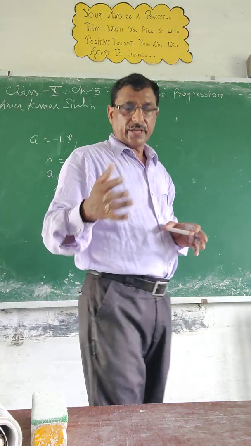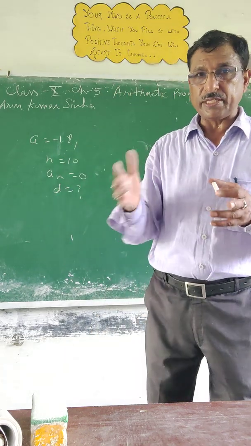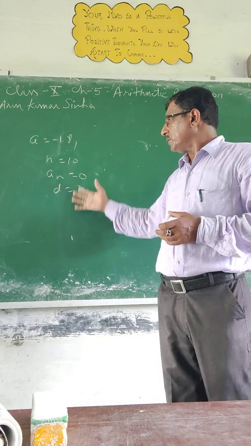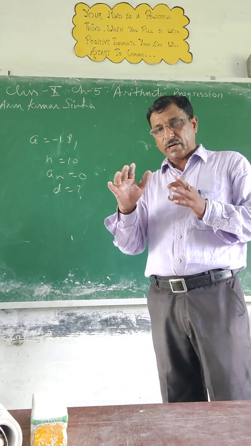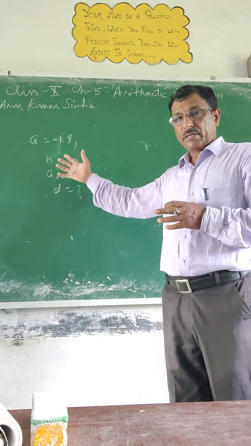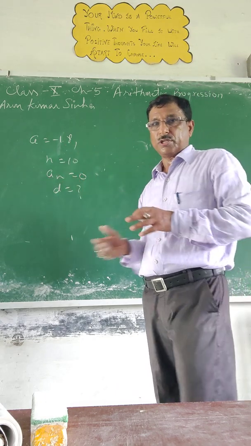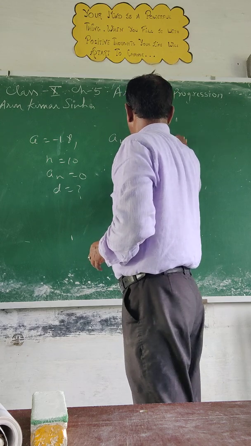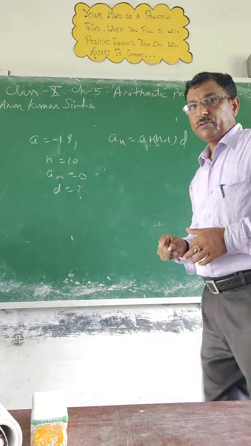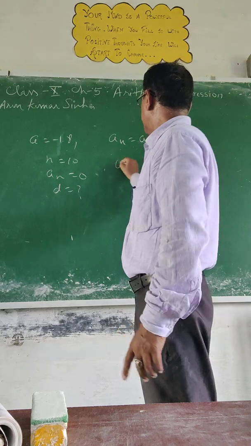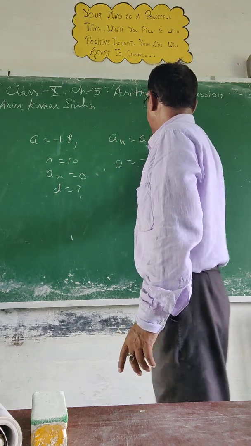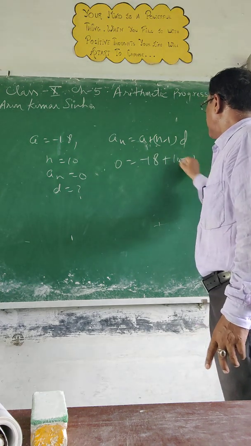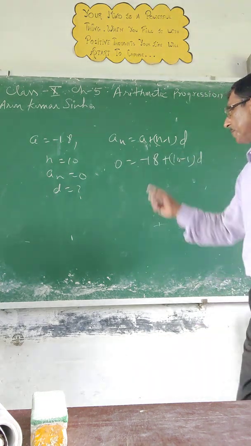Okay. I have taken the question from the textbook. Okay, exercise 5.2. So you can also verify this question. So you can see this value. Simply I am just try to analyze and apply this formula to this question. Okay. So what is the formula? An is equal to A plus n minus 1 into D. Just put the value. Nth term 0. What is A? Minus 18. N. You can see number of terms 10 minus 1 into D. You don't know. Minus 18.